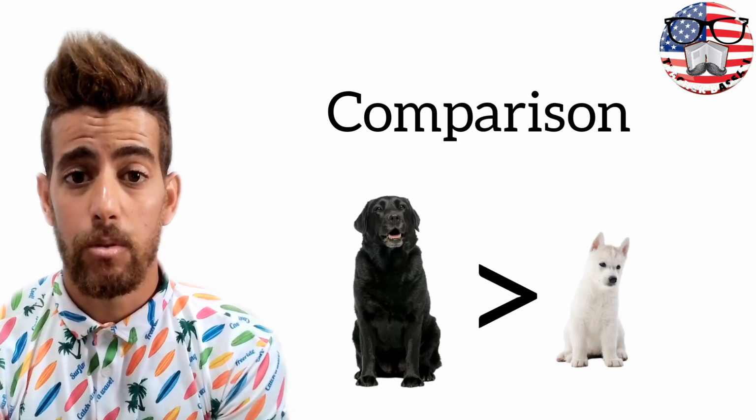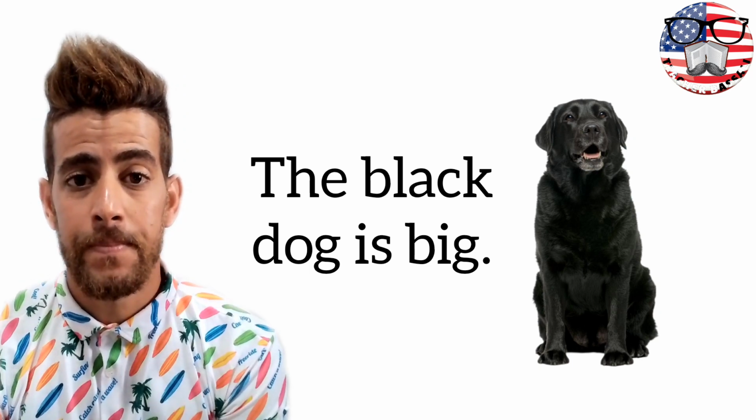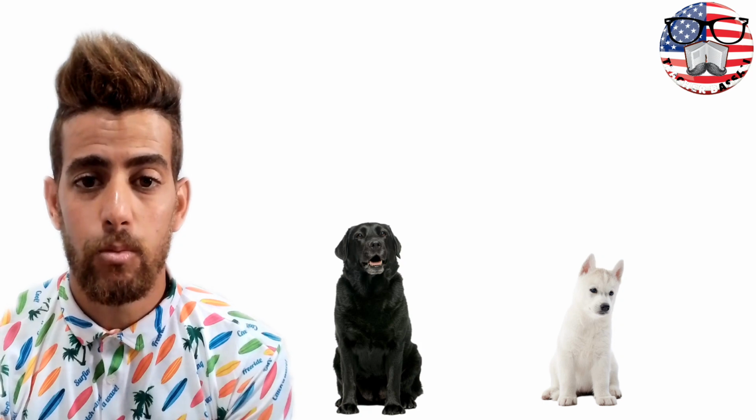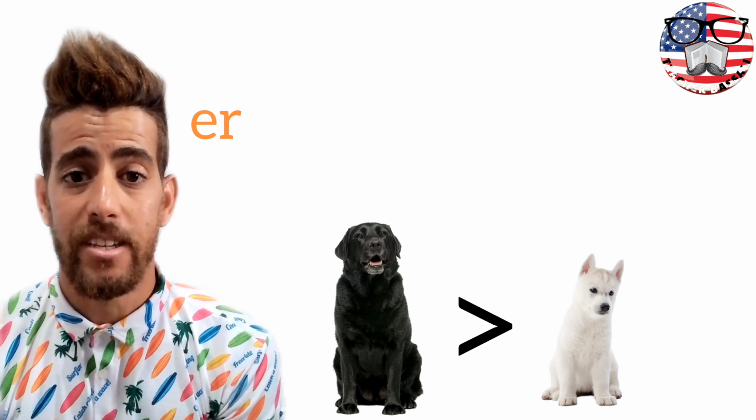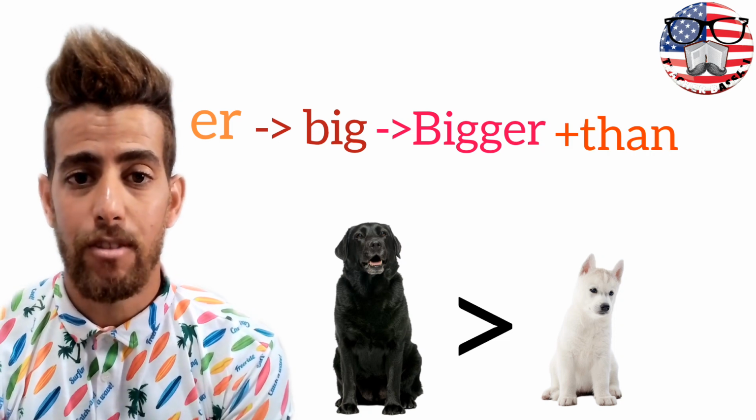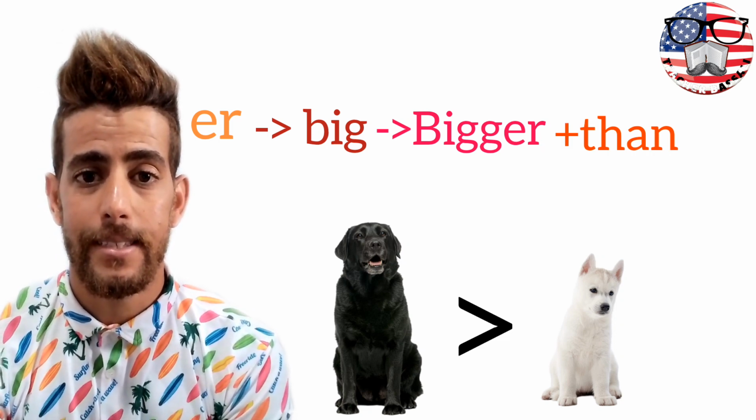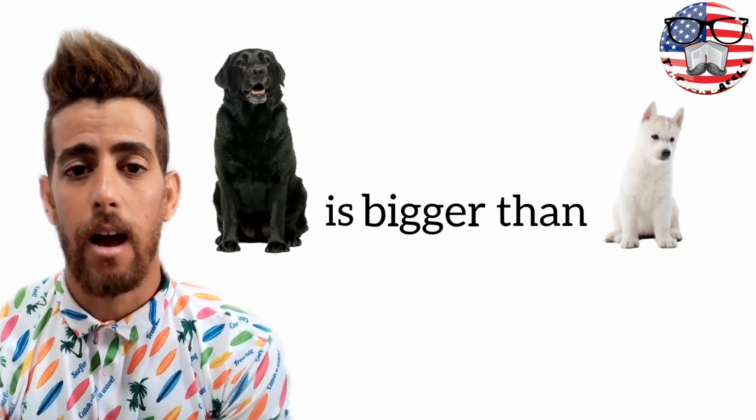Why not just big? Because we have here a comparison. We have two dogs. For example, if we have only the black dog, we can simply say the black dog is big. That's it. But since we have two dogs, we have to make a comparison. That's why we add er to the adjective big. Then it becomes bigger, and we add than after the adjective to make it seem like the black dog is bigger than the white dog.